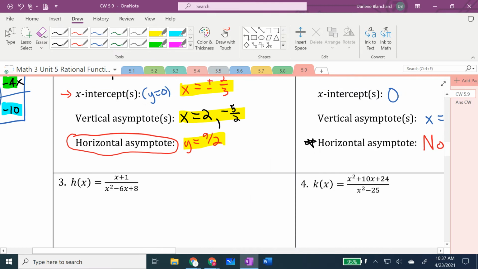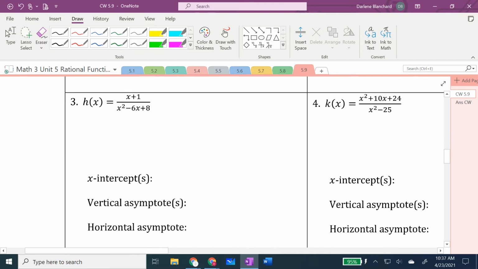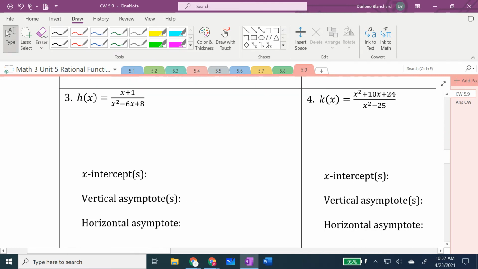All right, now let's look at number 3. And again, I'm going to start with horizontal asymptote. What is the degree of the numerator?